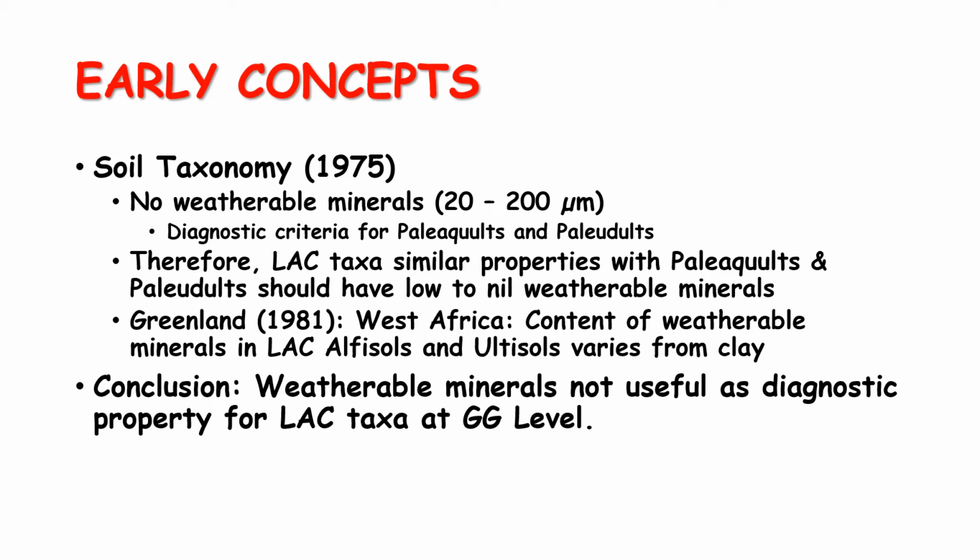So these early concepts then were translated in the form of a book known affectionately as Soil Taxonomy, the first of which came out in the year 1975. And that stipulated that there are no really any weatherable minerals between the 20 to 200 micrometer fraction. And that absence of weatherable minerals in this size fraction, 20 to 200 micrometers, was then taken to be a diagnostic criterion for the great groups in Soil Taxonomy, which are Paleudults and Paleudalfs. Okay, I will talk about all this in another video.